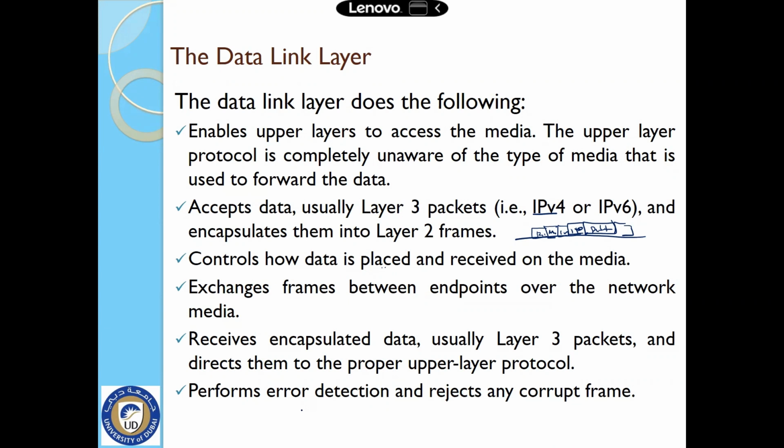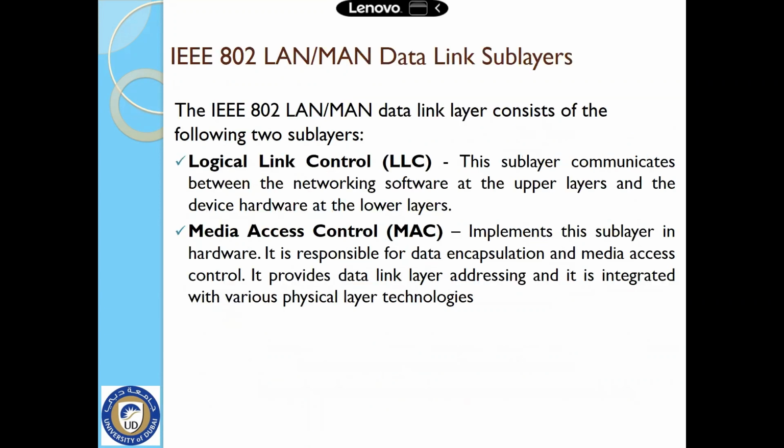Also, it does error detection through the CRC or the frame check sequence and rejects any corrupted frames. This is exactly from the previous slide. LLC, logical link control, is software. It's a sublayer in the data link layer. It just manages the communication between upper layers and the physical layer. The media access control does the encapsulation for the IP packet before sending it to the media. It's more related to the hardware, and we have seen that there are different protocols for each hardware device or each media device.